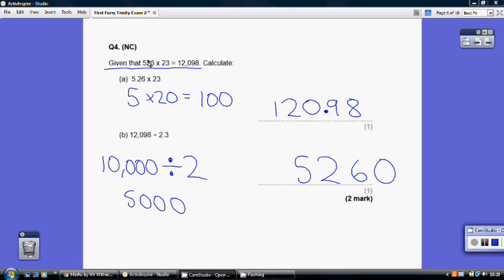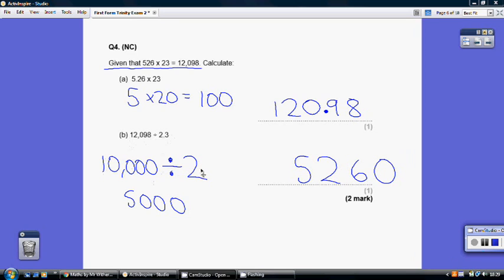Bearing that in mind, our final answer is going to have the digits 5, 2, 6 in order in it. But are we going to add a decimal point or some zeros? Let's go back and consider estimating what the answer should be to this. Now 12,098 is roughly 10,000. What we're doing here is taking it to one significant figure. That means we're just allowing ourselves one opportunity to have a number which is not a zero. So 12,098 is roughly 10,000.